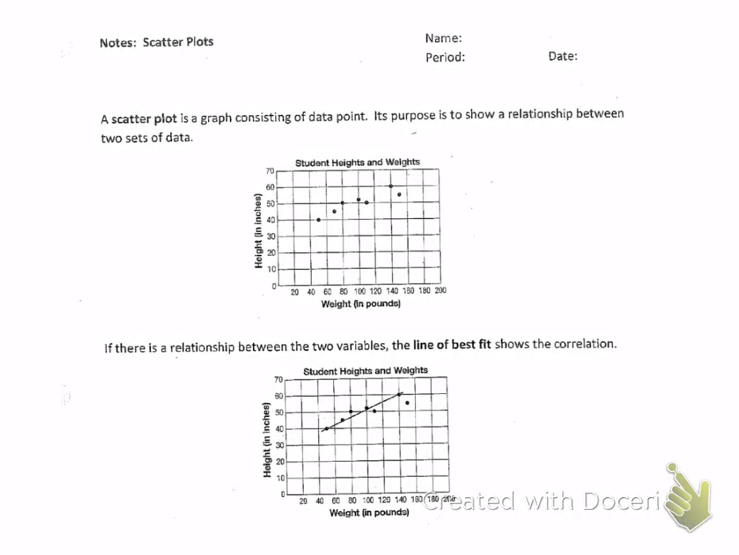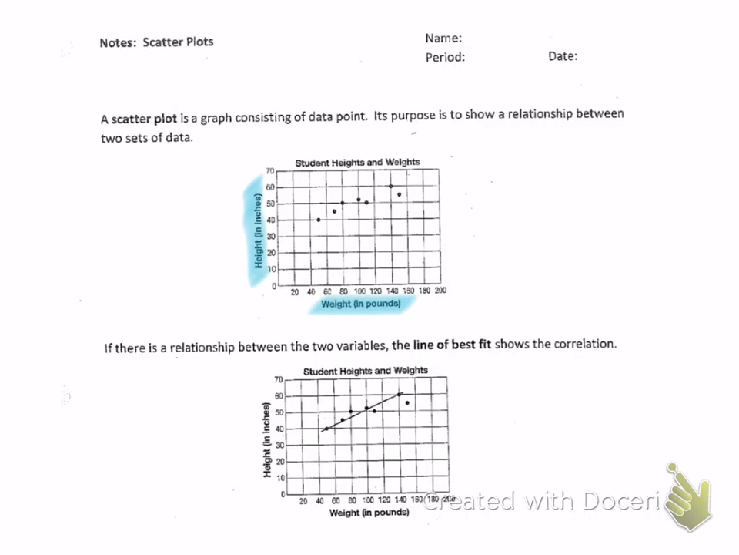Hi algebra students, make sure that you have your notes on Scatterplots, your packet in front of you. We're going to jump in by looking at two examples of Scatterplots. The first one is a Scatterplot that compares student height and weight. Weight along the x-axis, height along the y-axis.